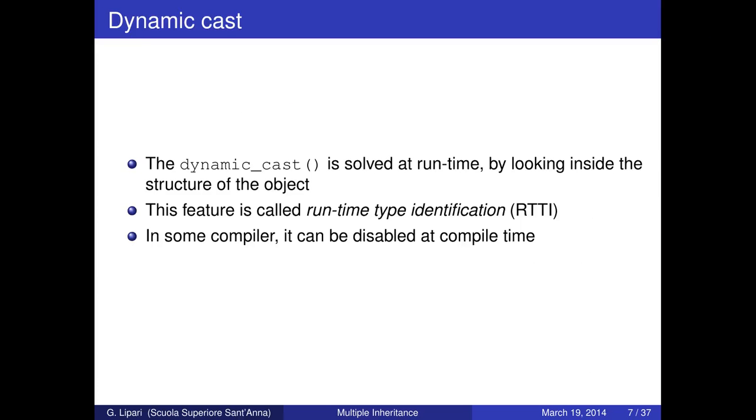So the dynamic cast is solved at runtime by looking inside the structure of the object, in particular by using the virtual function pointer to look into the table. And this feature is called runtime type identification, RTTI. And it can only be used when you have a class which has at least one virtual function. If you have a class with no virtual function, then dynamic cast cannot be used, because, as I said, there is some difference between classes which have virtual functions and classes which have no virtual functions.